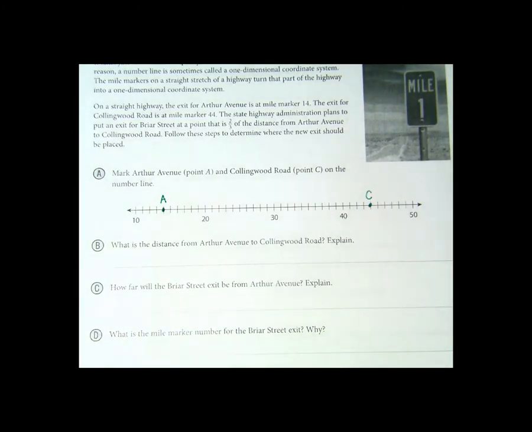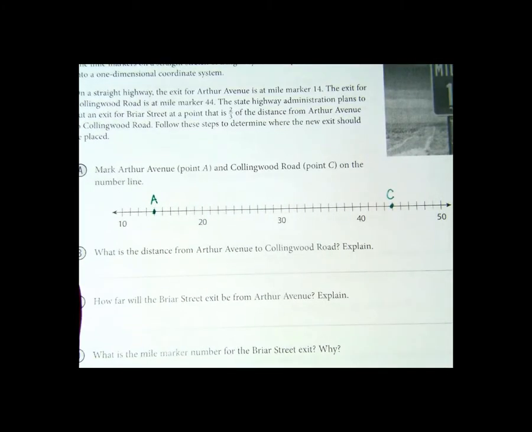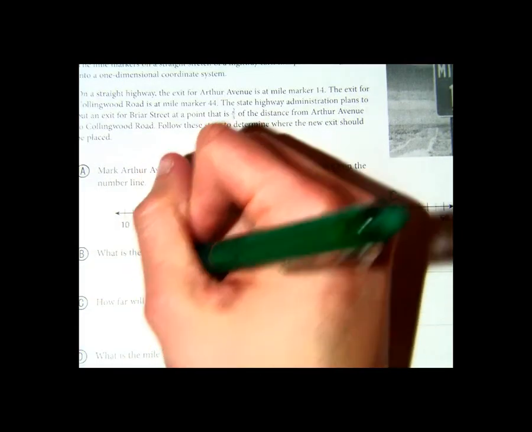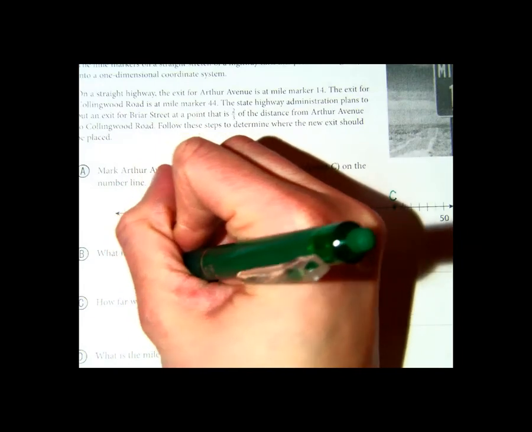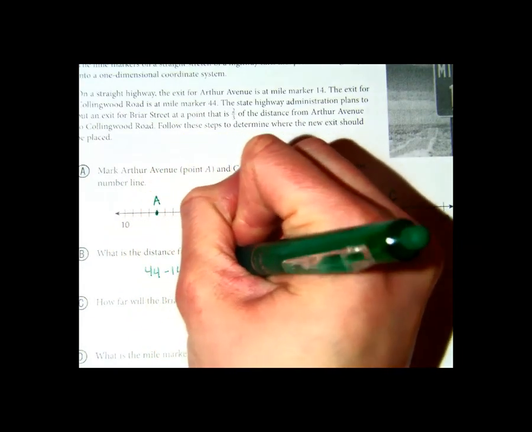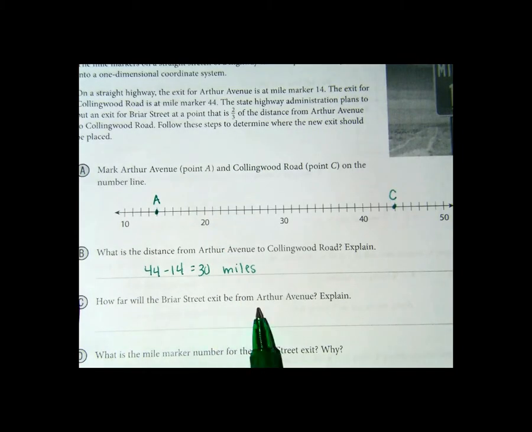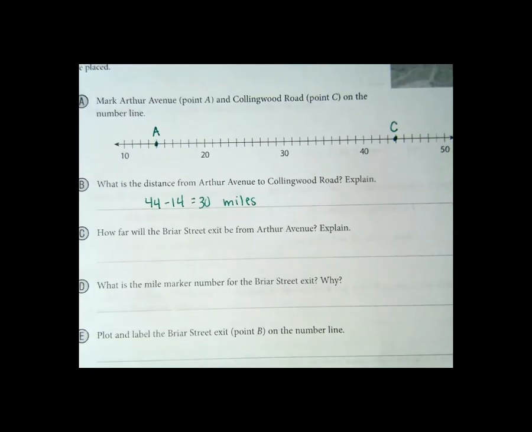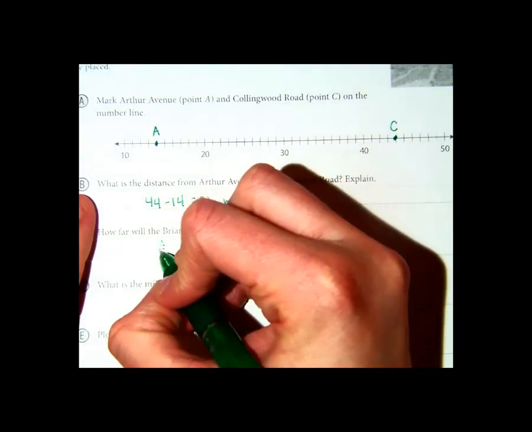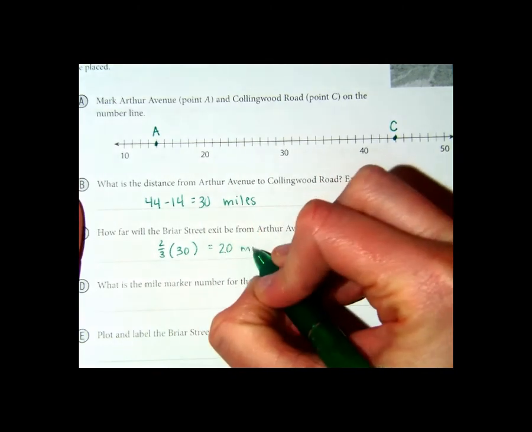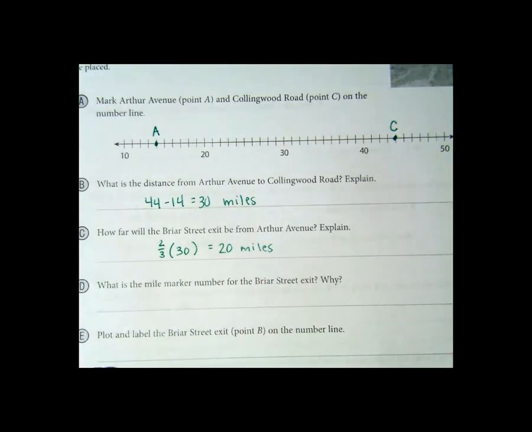So, what is the distance from Arthur Avenue to Collingwood Road? 30 miles. How'd you find that? You also could have counted on the number line, but that would be a little bit more work. Okay. How far will the Briar Street exit be from the Arthur Avenue? 20 miles? How'd you figure that out? Okay. 2/3 of the distance is 20 miles. So it'd be 20 miles away. Okay. Then what's the mile marker then?